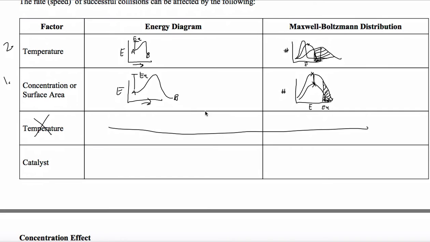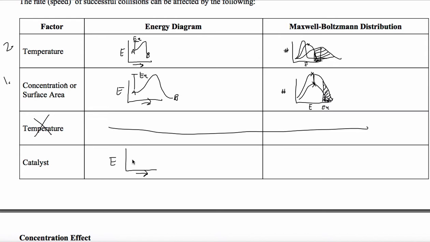Now, a catalyst is a much different phenomenon. A catalyst is the only one that actually changes both the Maxwell-Boltzmann distribution and the energy diagram. So the energy diagram for a catalyst looks like this. And by the way, surface area and concentration have the same effect, because essentially by grinding something up, you're exposing more particles to collide with the correct orientation. That's analogous to actually just adding more particles.